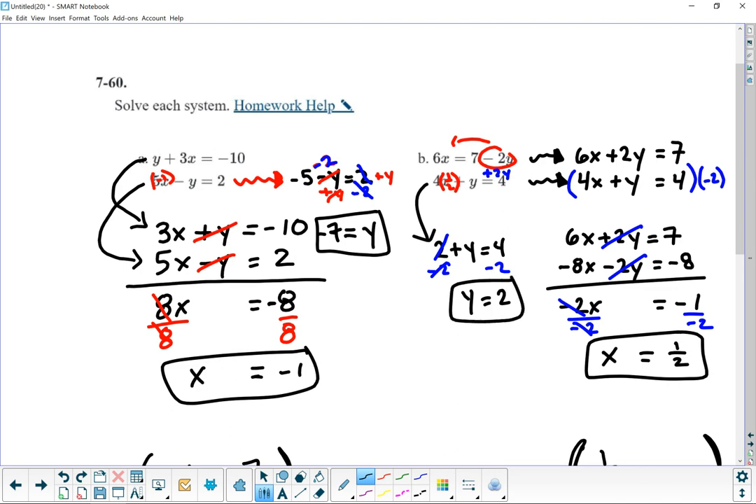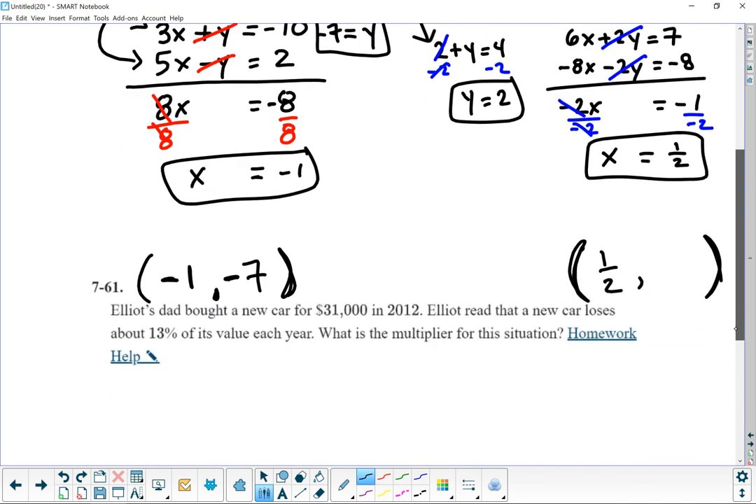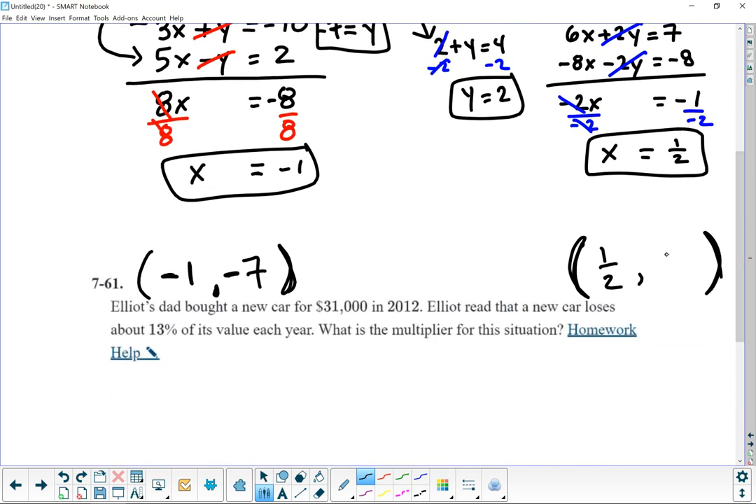So the second part of my answer is 2 for the y. So my y is going to be 2. So my coordinate is 1/2 comma 2.